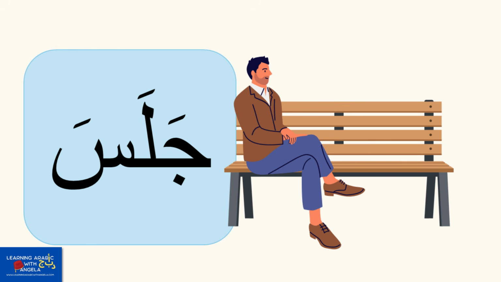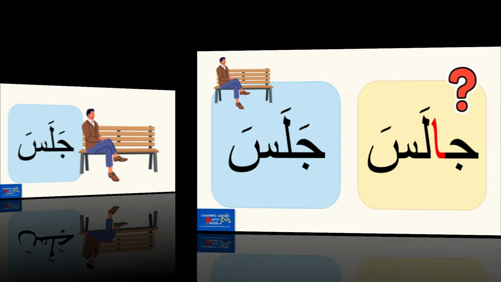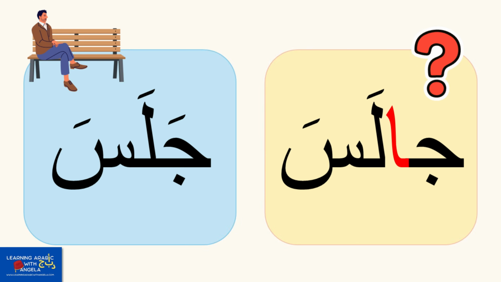It simply means he sat. Now carefully look at the second verb, jalasa. We only added one letter, an alif. Before I tell you the answer, can you guess what changed? Did it become stronger? Did it become causative? Or did something else happen? Let's find out.